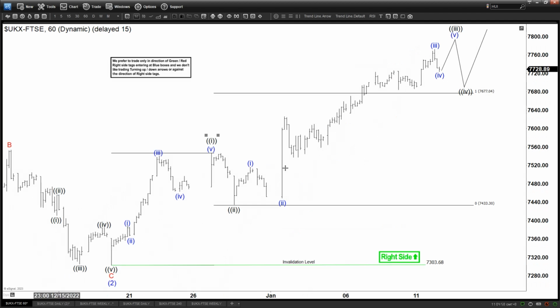So if we just focus on the shorter cycle, it's pretty simple and straightforward. We should continue to extend higher, and that's it. And if there is any pullback, that pullback is going to continue to find support in the sequence of 3, 7, 11 swing.